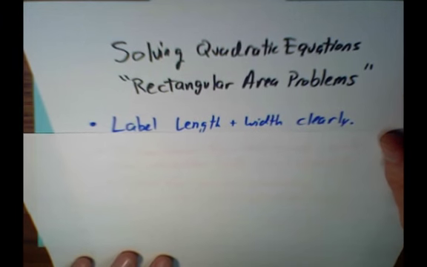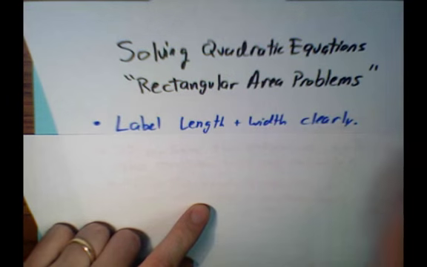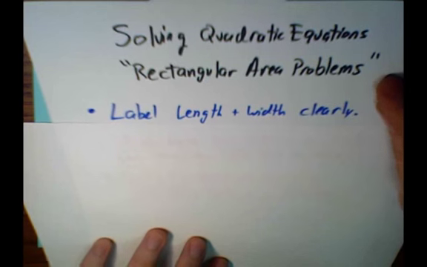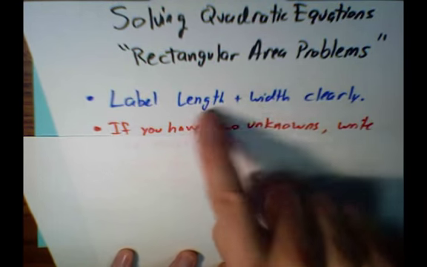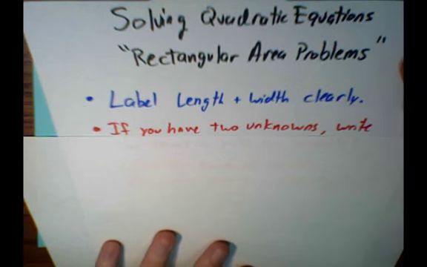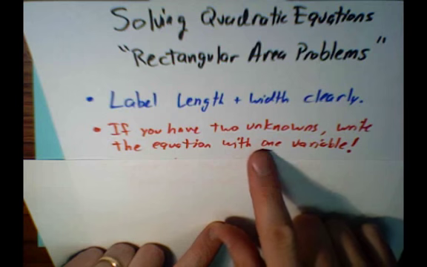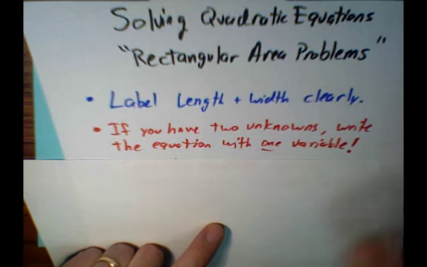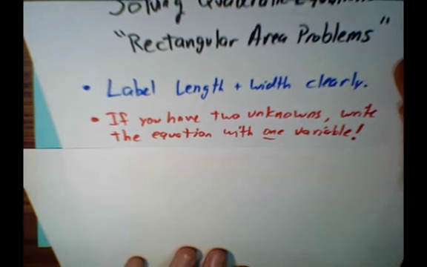To solve a rectangular area problem, you need to be very clear about your length and width. So make sure you label them clearly on your paper, in your notes. But unfortunately, if you have two unknowns, let's say you don't know the length and width, you really need the equation to only have one variable in it. And this is really important. When you solve a quadratic equation, you really only want one variable in your equation.